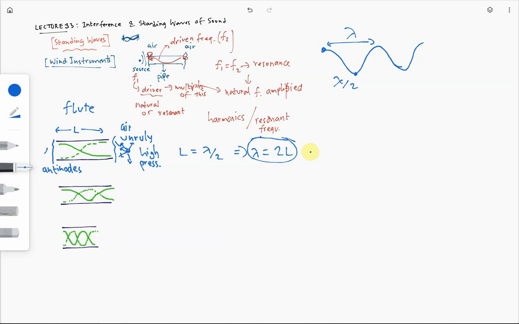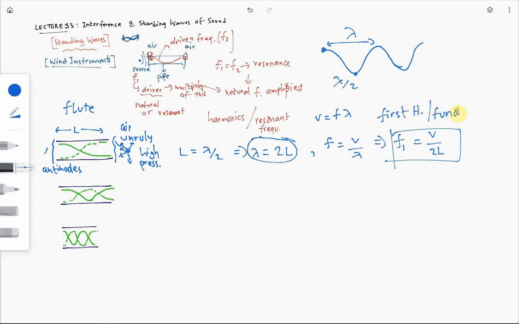All right. And corresponding to this, we can find the frequency using the fact that for waves, V equals the frequency times lambda. So frequency is equal to V over lambda. Since lambda is 2L, frequency is equal to V over 2L. Okay, we call this F1, and this is the first harmonic or fundamental frequency. Let's also call this lambda 1. This is the wavelength corresponding to the fundamental frequency.